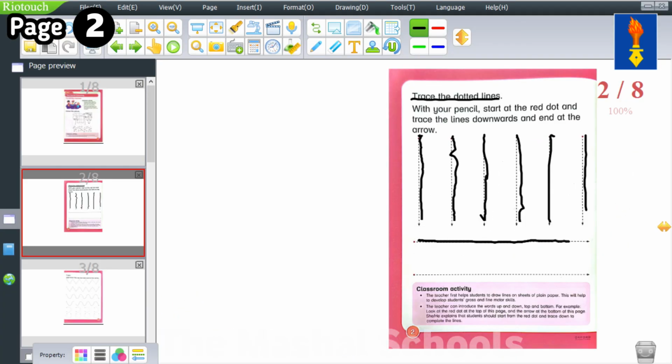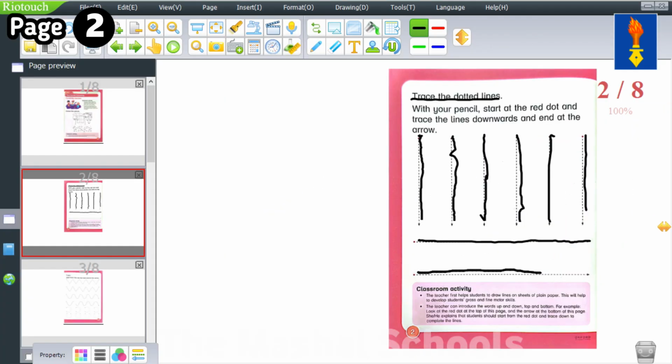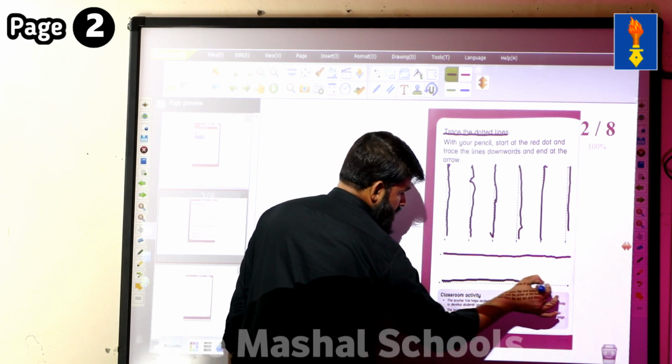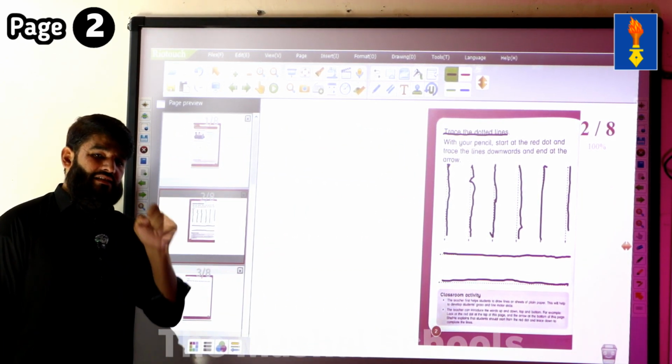For example, this is the starting point. I have to start it from here and go all the way there. Now starting from here, going all the way there. This is the practice. The same for this line as well.